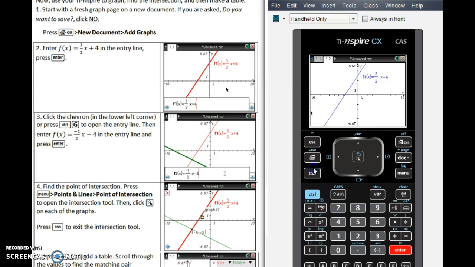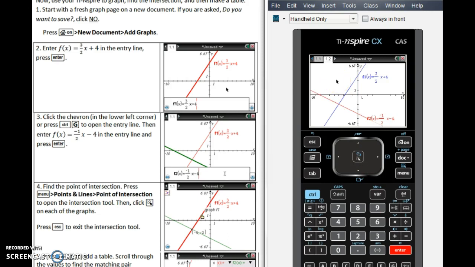Then hit Tab to open an entry line, or Control G, and then type in -1/2 x, so Control Divide, -1/2, x minus 4. And so that's the system we just graphed on paper. Now we just graphed it in our calculator.